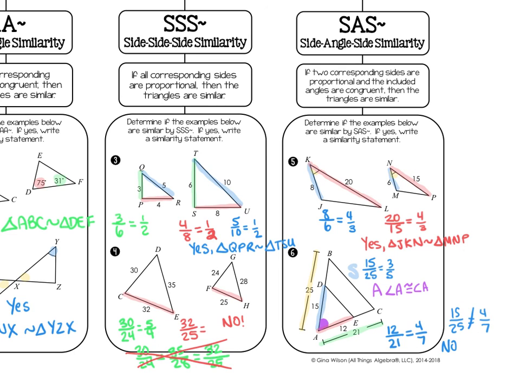So in this lesson, you've learned about the three ways that you can determine similarity: angle, angle, side, side, side, and side, angle, side. So now you will apply those postulates in order to determine if triangles are similar when you do some practice. That is all for this lesson.